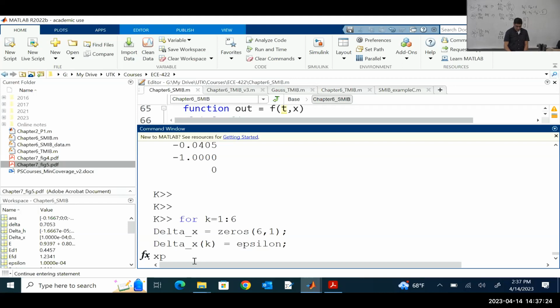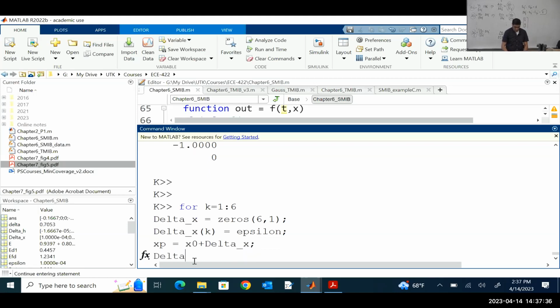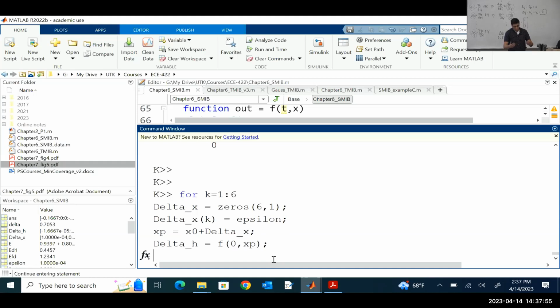Now xp, which is the perturbed point, is going to be x0 plus delta x. So that's the new point. Then we will use delta function. It's going to be the function that we have for the system evaluated at the perturbed point. And now we're going to get the Jacobian.